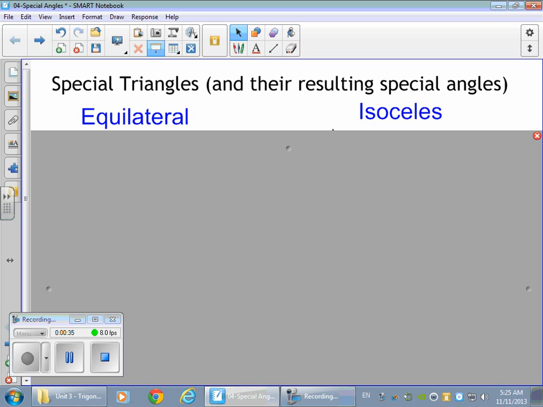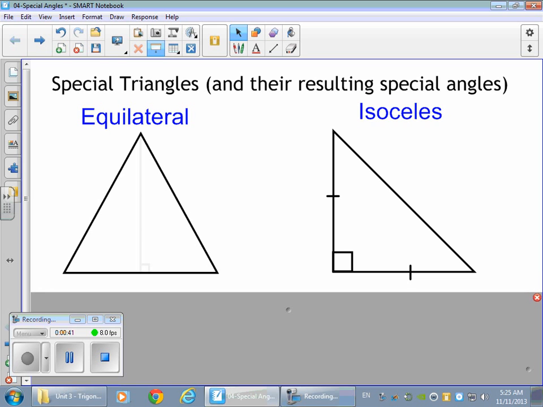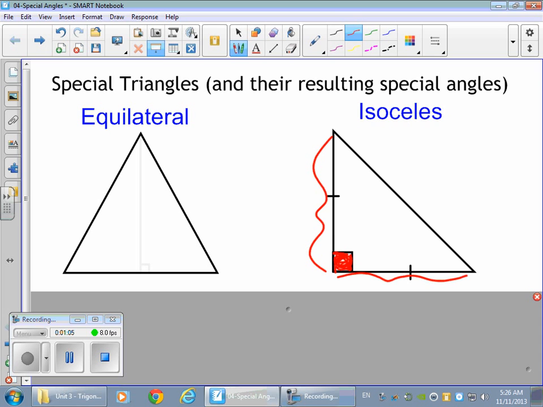So two special triangles, the equilateral and the isosceles, are the basis of what we're looking at today. We know that with trig, or at least with the primary trig ratios, we're looking at right angle triangles. So obviously in this isosceles triangle, it's pretty clear. We have a right angle down here, and of course the key to the isosceles is these two lengths are the same.